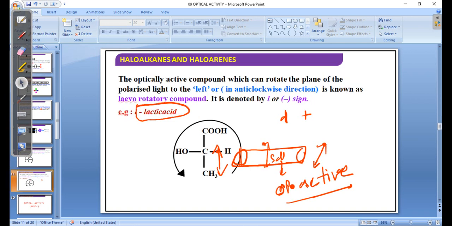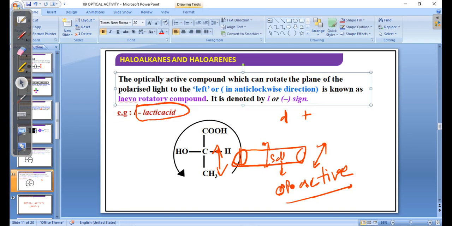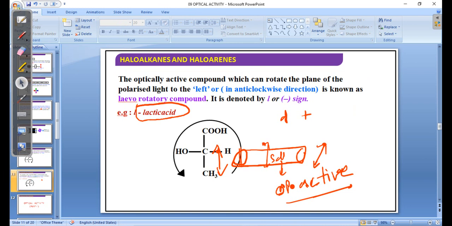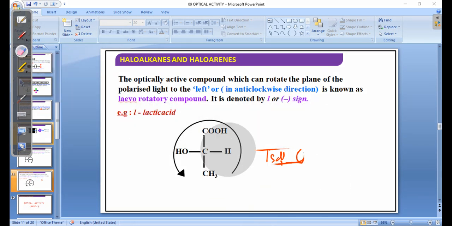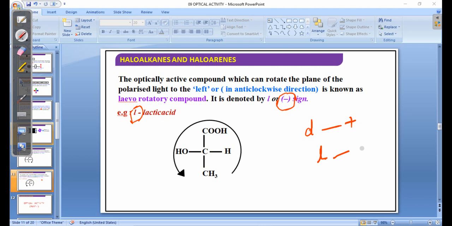Next, if it is rotating anti-clockwise, that is called levorotatory. The symbol is the minus sign, and we take L here. So D means plus, L means minus; D means clockwise rotation, L means anti-clockwise rotation. So these are the symbols.